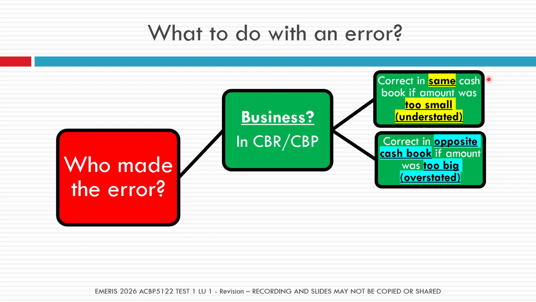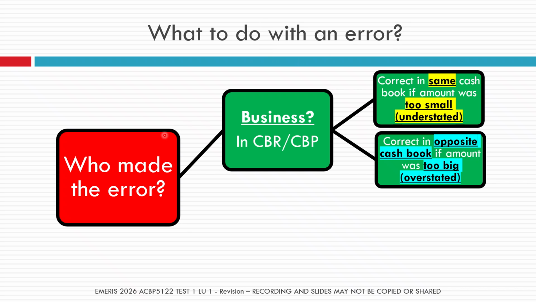Okay, have you all got that? And if the amount was overstated, in other words, in our cash book we showed a much higher amount, then we're going to make the correction in the opposite cash book. I'm going to show you another slide just now where we're going to do examples, and I think that's going to help you a lot.